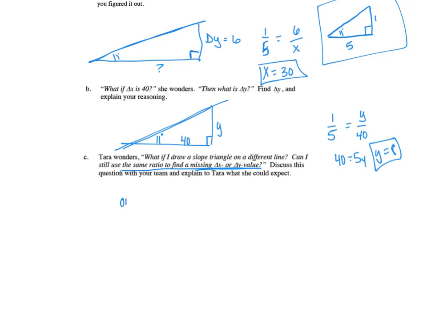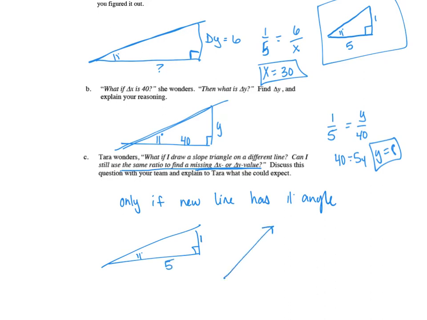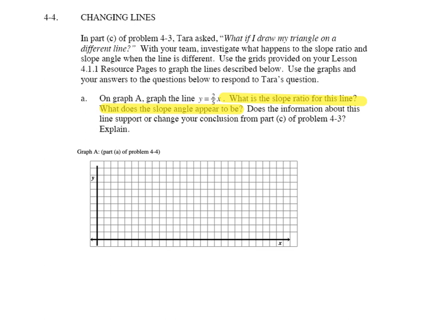The answer is only if the new line has an 11-degree angle. Okay, if I'm comparing any line that has an 11-degree angle, I know that its rise over run, its slope ratio, is going to be approximately 1/5. If I'm looking at a line that's 35 degrees, I don't know what that ratio is because it's a different angle. The triangles are not going to be similar. So I would have to find that different ratio. So we're going to dig into this idea just a little bit more and investigate just a few more angles.